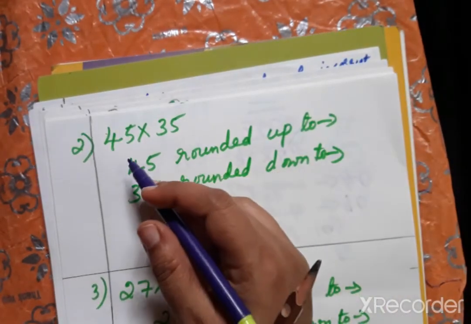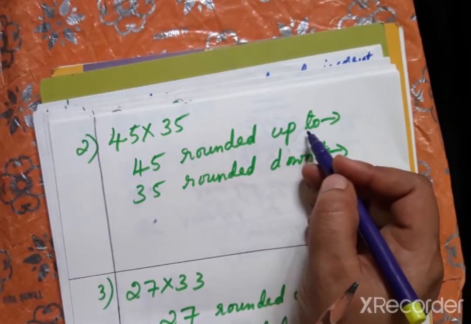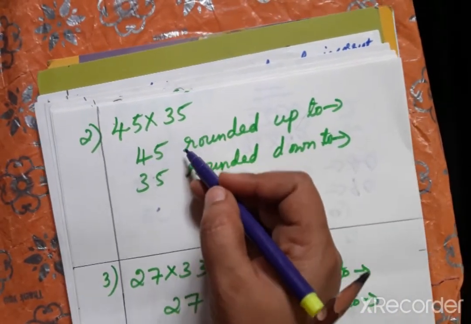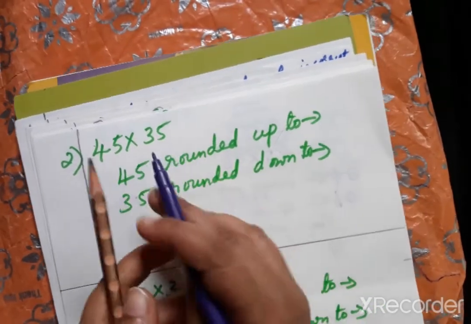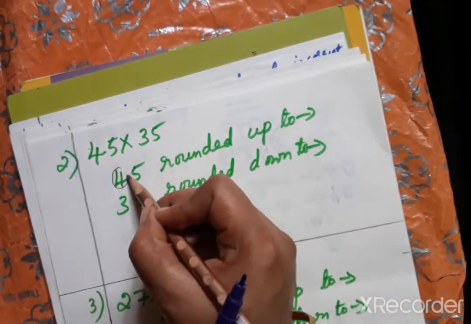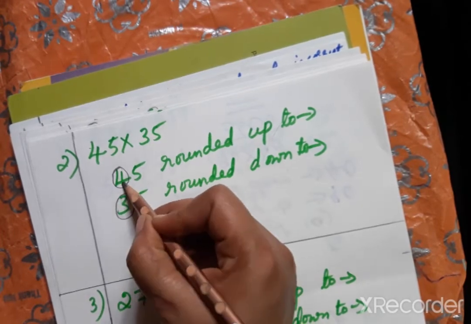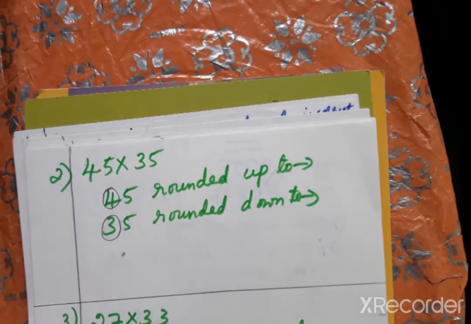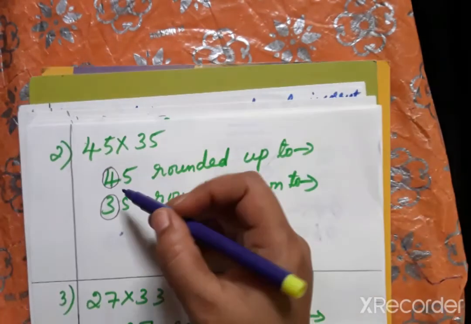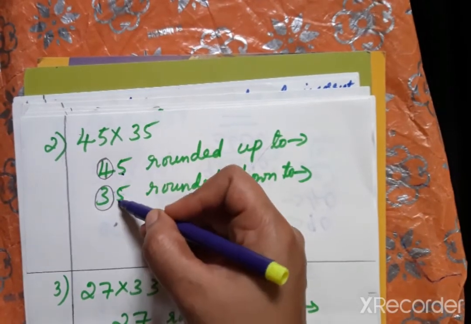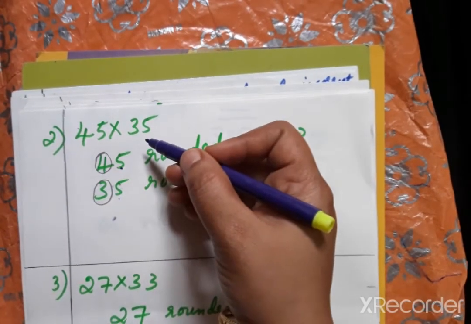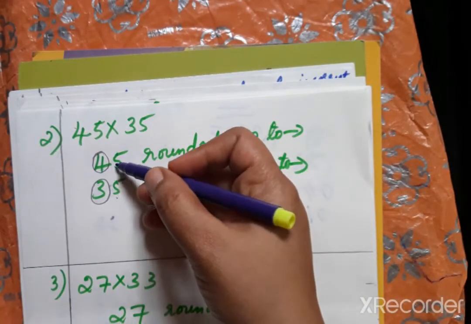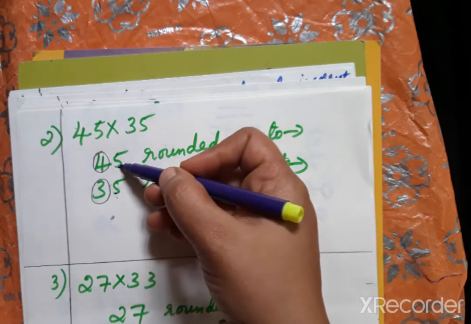Second question, 45 into 35. 45 is rounded up to, 35 is rounded down to. 45 is rounded up because we are rounding to the tens place. 4 is in the tens place, and 3 is in the tens place. According to the rules, 5 means we have to round it up. Here also 5 means we have to round it up. But in the question they mention one number you have to round up and another number you have to round down. In this case we can round up this or this, interchange.